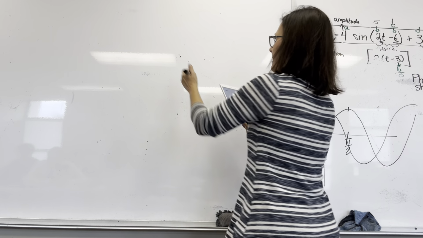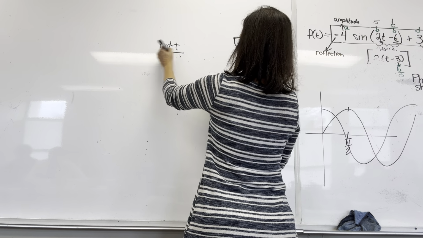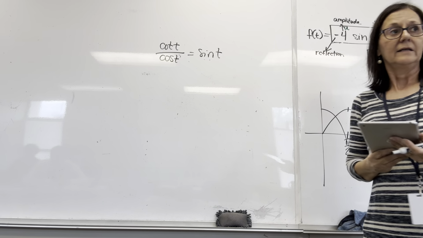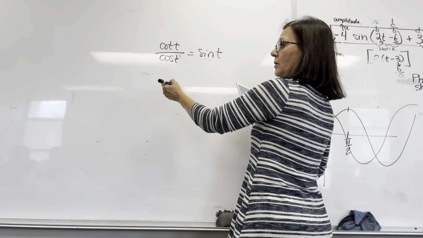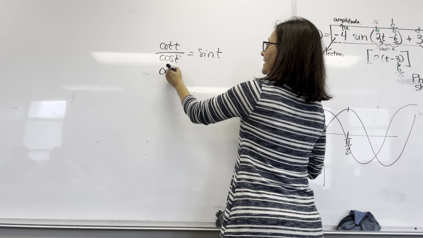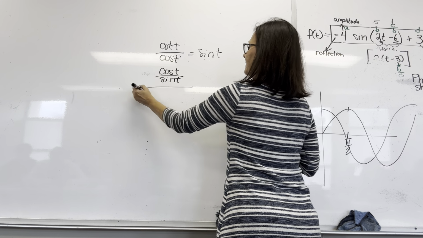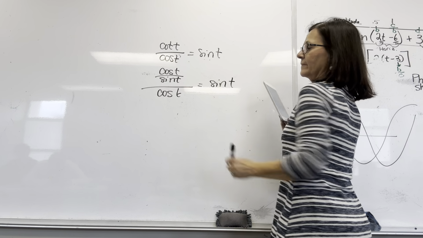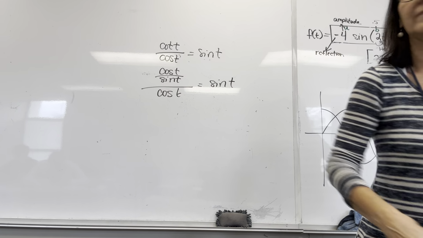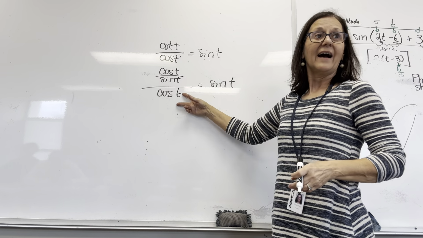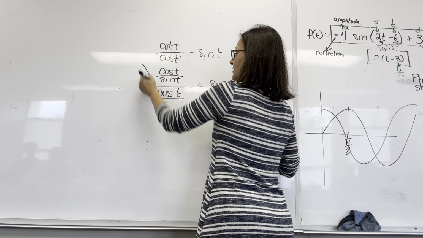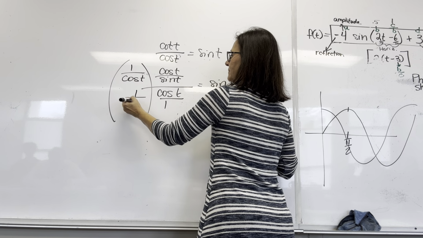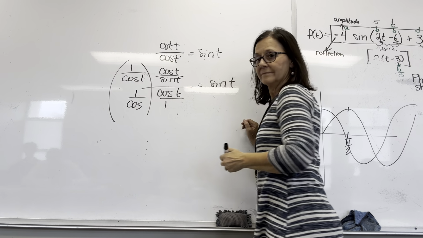Does the cotan of t over the cosine of t equal the sine of t? The cotan is the cosine over the sine. So it's the cosine over the sine, over the cosine, which is just the sine. The cosine is over 1, so I multiply by 1 over the cosine, and that just cancels out. So yeah, it's an undo.